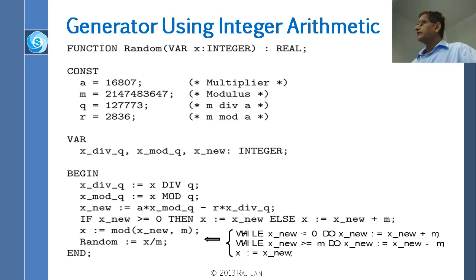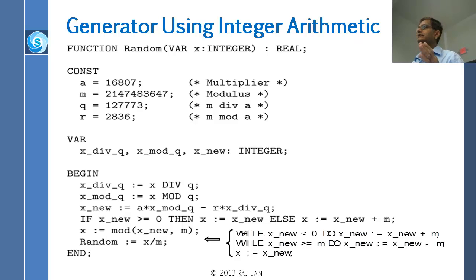And as long as it is more than M, you bring it down to M. Anyway, so at the end, whatever you get, you divide by M and you get the random number. Everybody understand the pseudocode? Right? So this is the method that will implement a generator without overflow, and then you will get the correct generator.